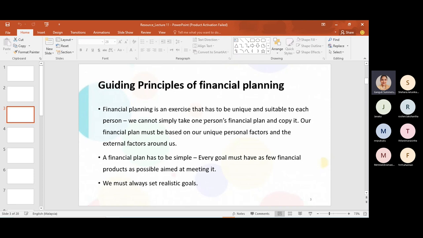Okay, so these factors can affect your financial planning. When you make a financial plan, you need to consider these personal factors and external factors, and you need to make the financial plan based on these factors. These factors are different from one person to another, or from one company to another. That is why I said a financial plan should be unique, because each company and each person has different personal factors and different external factors.